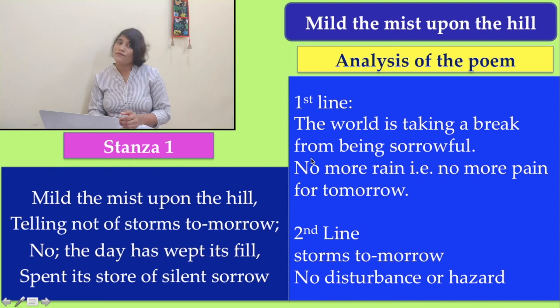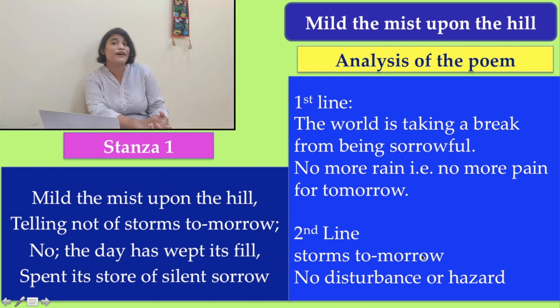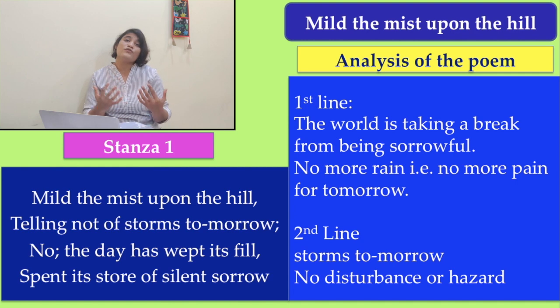Now, the first line of this poem tells us the world is taking a break from being sorrowful, and there was no more rain. That means no more hazard or storm, and tomorrow is painless. You can say there is no pain for tomorrow. And the second line, the important thing is that there is no storm tomorrow. That is, storm signifies any kind of trouble or disturbance. So if we say no more storm, that means everything is spent, everything has gone away, and now the future is free from all struggle and hazards.